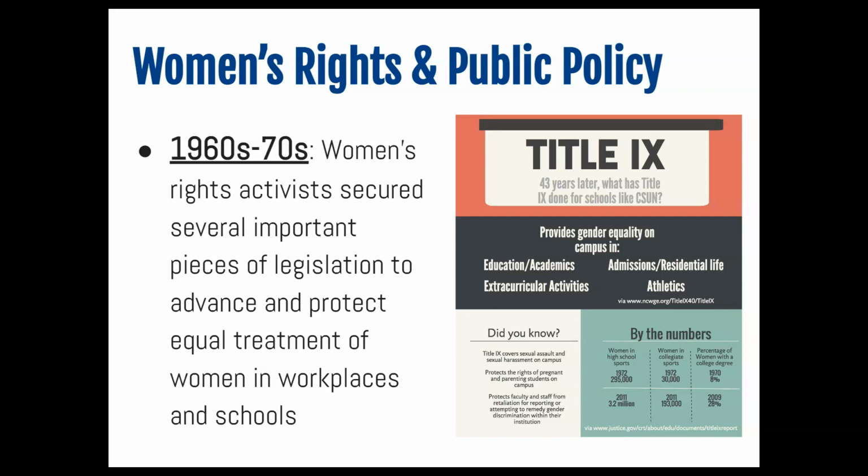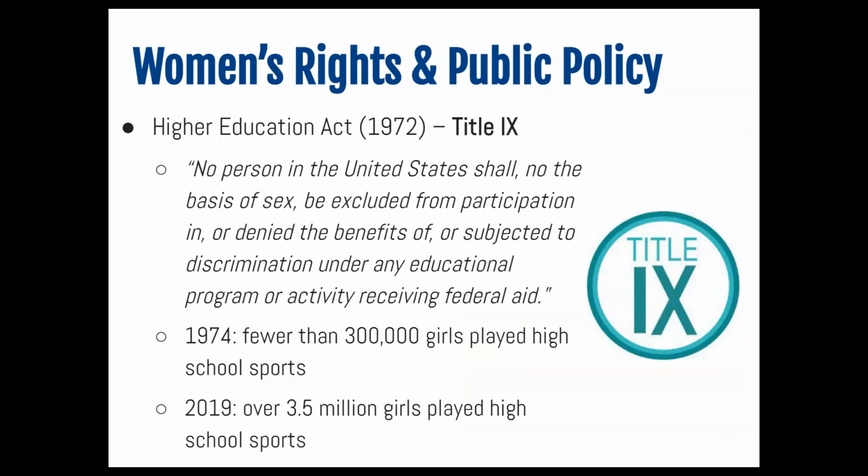And Title IX is one of the most notable provisions protecting women's equality in education. And Title IX, even all these years later, is still crucial and instrumental in protecting and providing gender equality on campuses and schools in terms of education and academics, extracurricular activities, athletics, and college admissions. And it had a tremendous impact. And probably the strongest impact of Title IX can be seen in female participation in sports, where in 1974 there were fewer than 300,000 girls playing high school sports, and in 2019 we have over 3.5 million girls playing high school sports today.